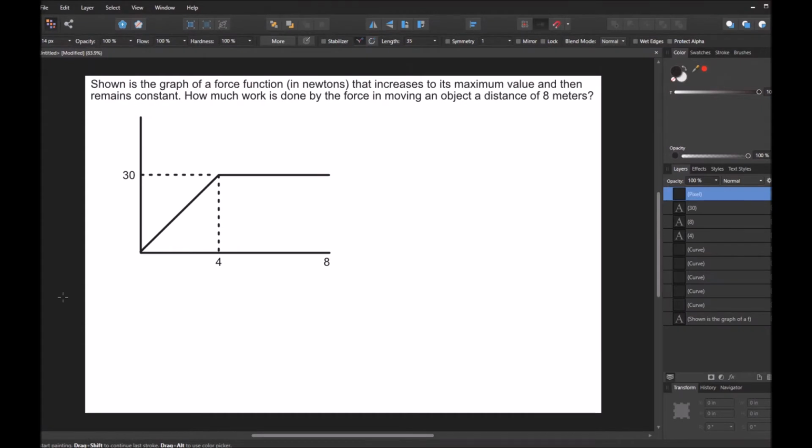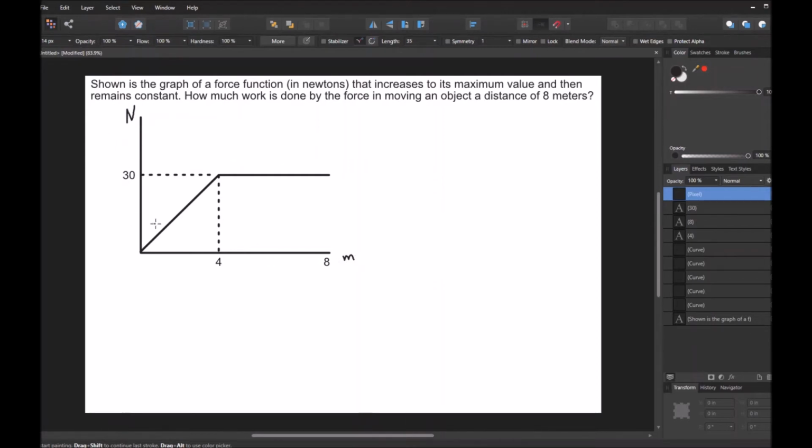So in this next question we are told that shown is the graph of a force function in newtons that increases to its maximum value and then remains constant, and then we're asked how much work is done by the force in moving an object a distance of 8 meters.